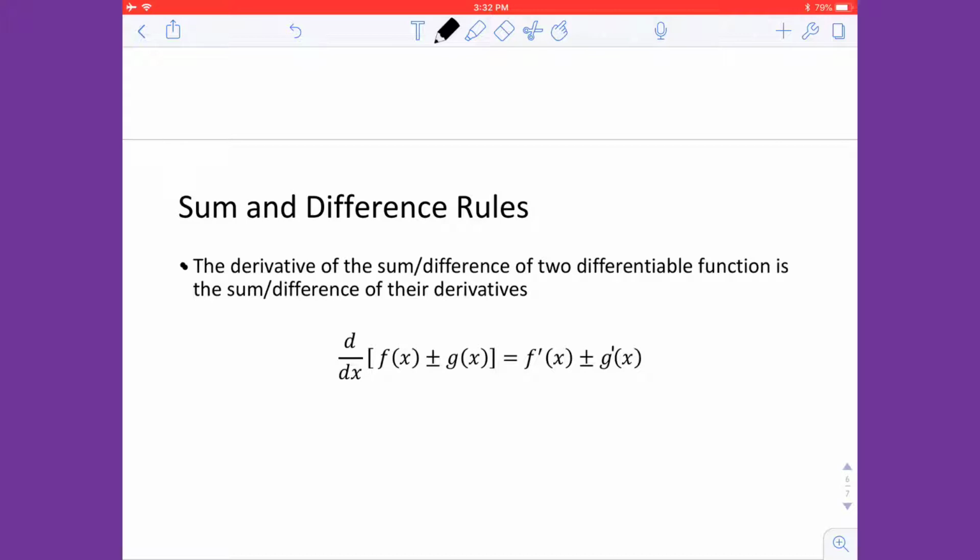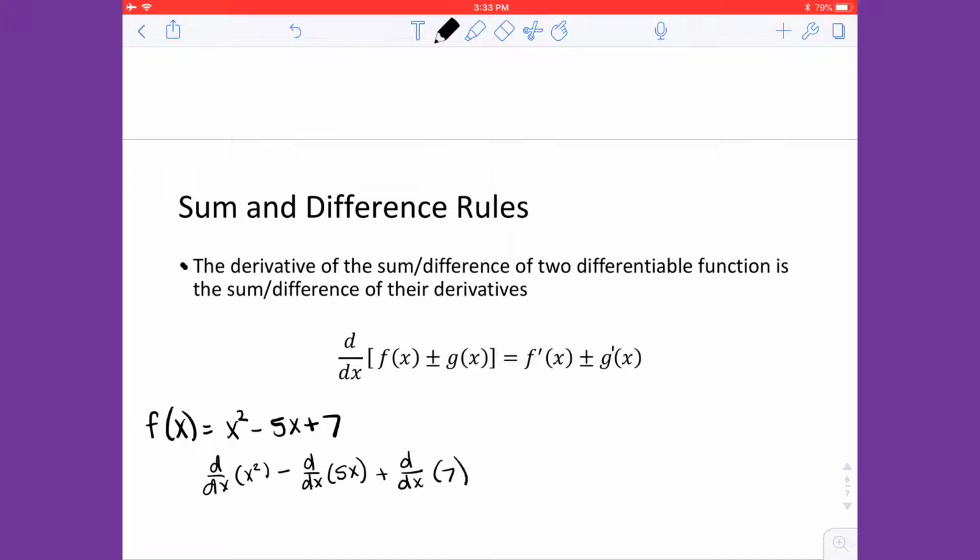So for example, let's say that I had a function and its function was x squared minus 5x plus 7. So I have the combination of some sum and differences. I can actually find the derivative of each part. So I'm going to notate that as d over dx of my x squared, and then minus the derivative of my middle term, which is 5x, and then plus the derivative of my constant term, which is 7.